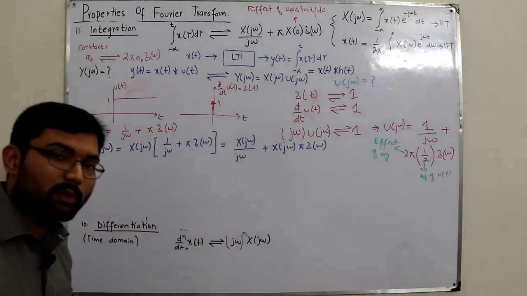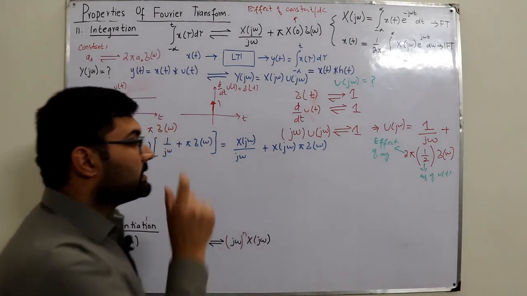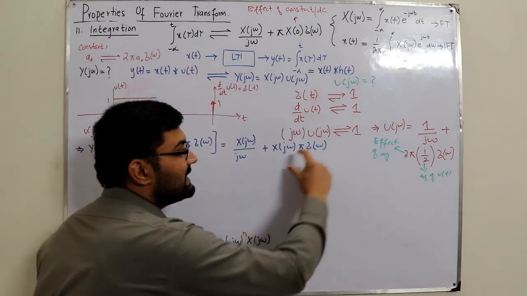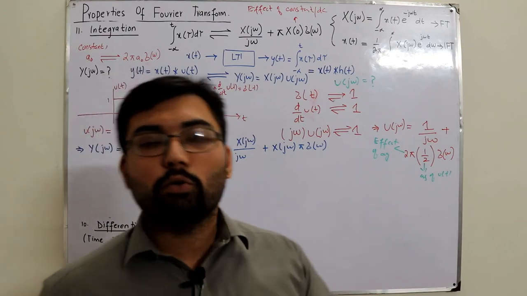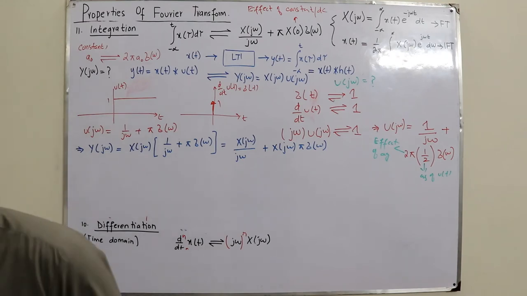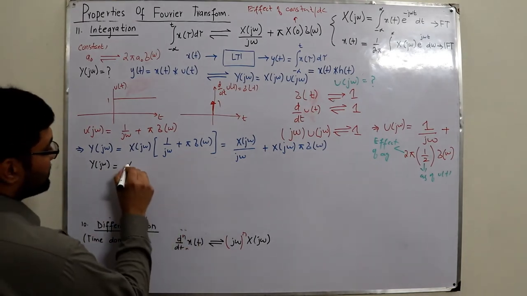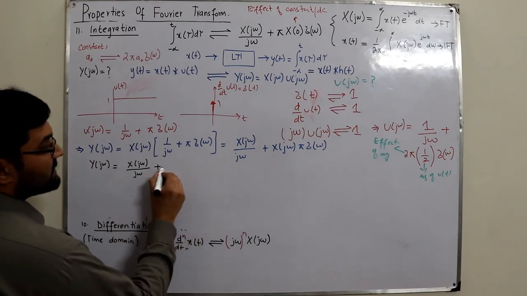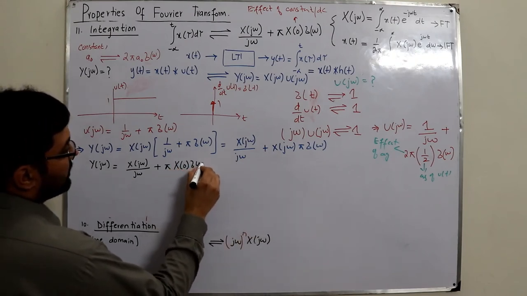And you know very well from the property of the impulse signal, when an impulse is multiplied with any signal, it basically samples it at that value where the impulse is located. Over here, the impulse is located at omega equal to 0. So what can I write? Finally my Y of j omega would come out to be X of j omega divided by j omega, plus pi times X of 0 delta of omega.